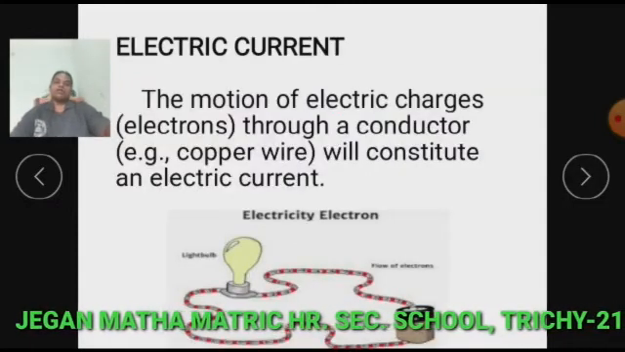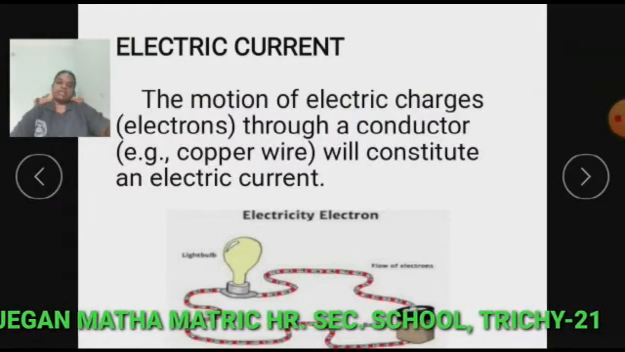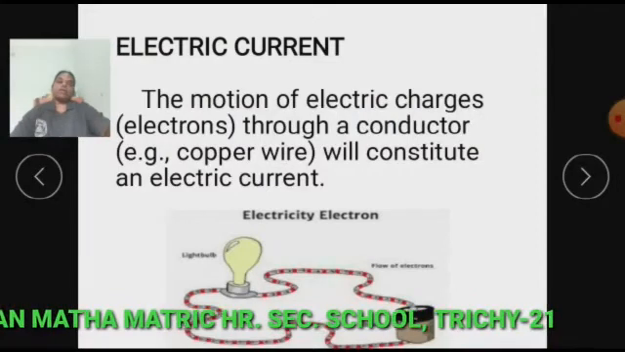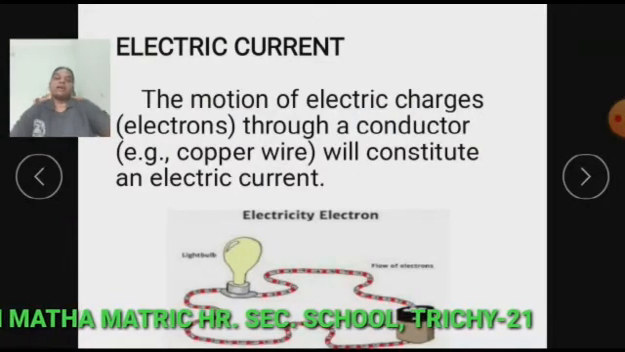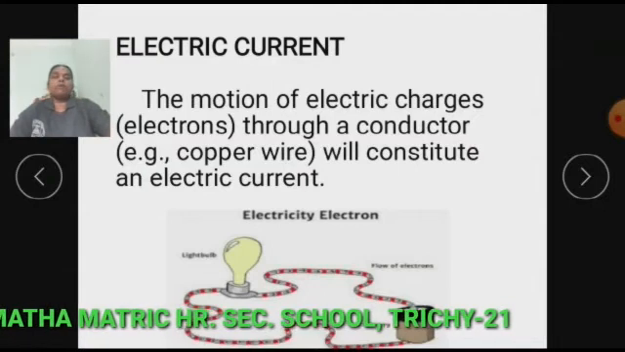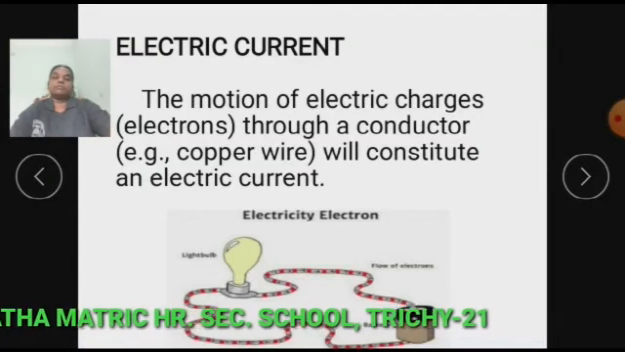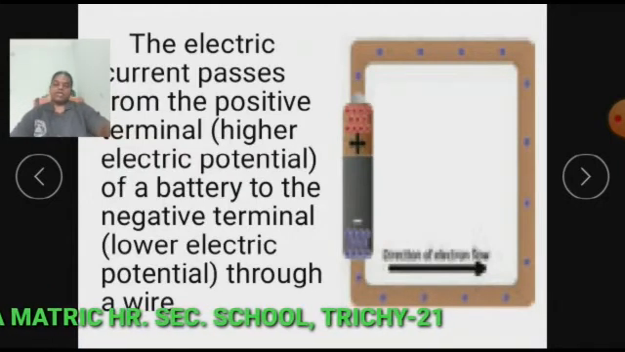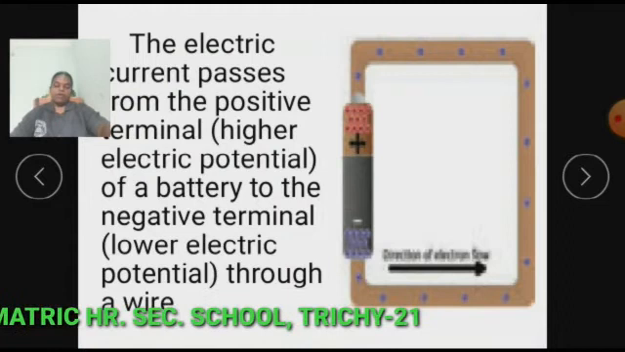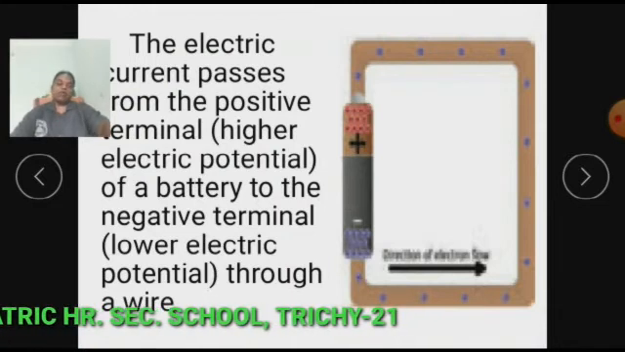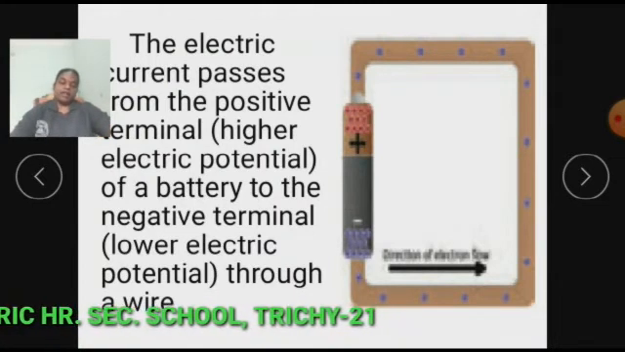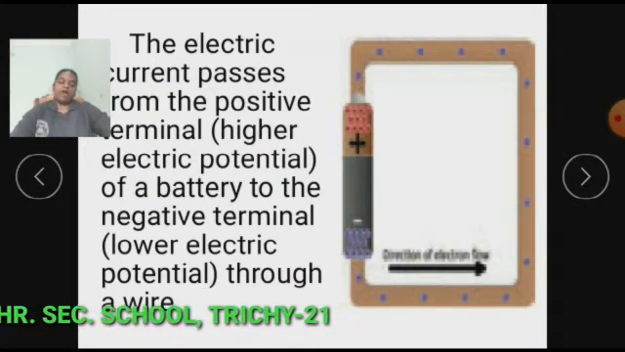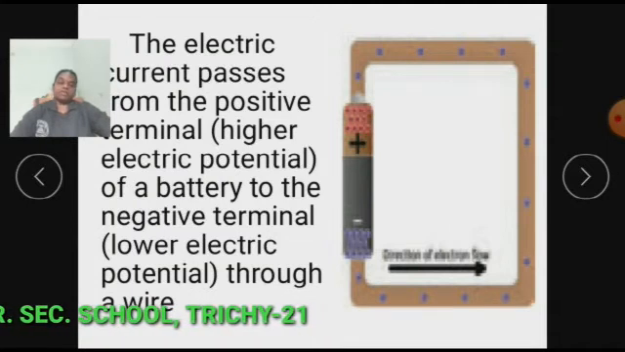Electric current. The motion of electric charges, that is electrons, through a conductor, for example copper wire, will constitute an electric current. In this figure, flow of electrons is shown. This is similar to the flow of water through a channel or a flow of air from a region of high pressure to a low pressure region.